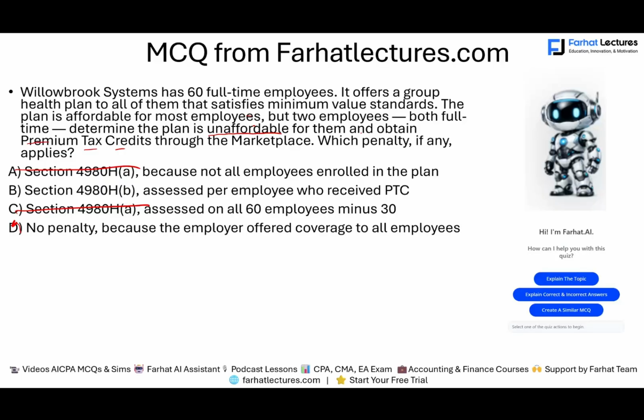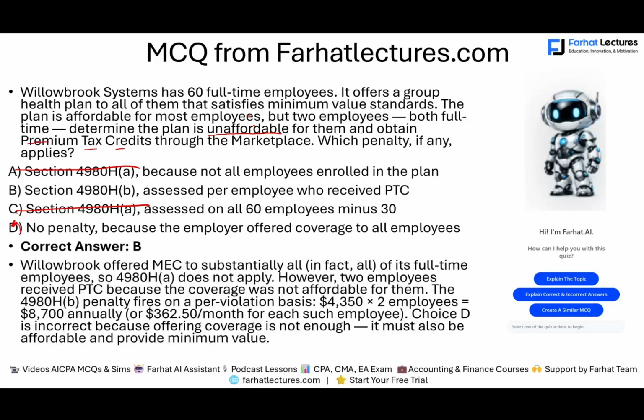Here the company offered the minimum essential coverage to substantially all, in fact all, of its employees. However, 2 employees received PTC, then we have to pay a penalty for those. And if you want to know, the penalty on an annual basis is $4,350 times 2 employees, $8,700 penalty. Therefore, choice D is incorrect because there is a penalty. We're left with choice B. So choice B, the plan must be affordable and provide the minimum value.